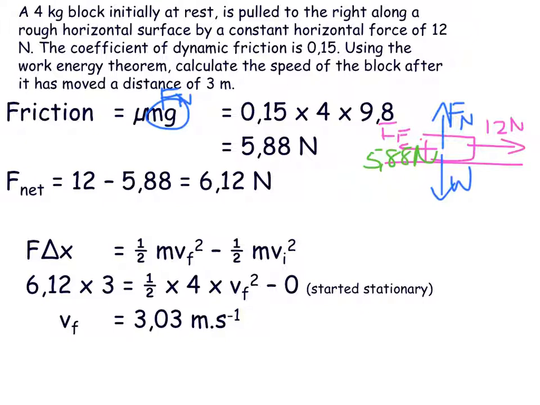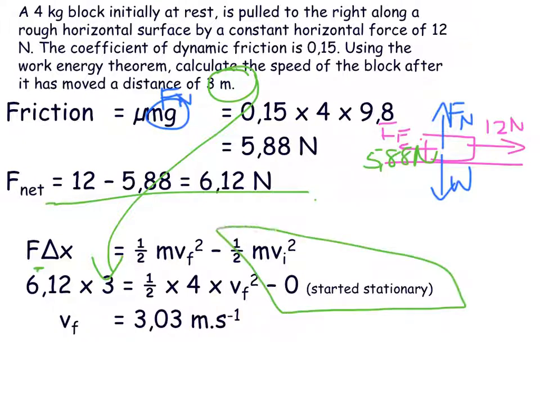So what is the net force or the resultant force? I do a subtraction. I then take the resultant force, multiply it by the distance through which we moved, and I am able to say that that's equal to the change in kinetic energy. This whole thing started off stationary, so my initial kinetic energy is 0. My kinetic energy at the end is equal to half the mass of the object times the square of the final velocity. Once I have square rooted that, I land up with 3,03 meters per second.